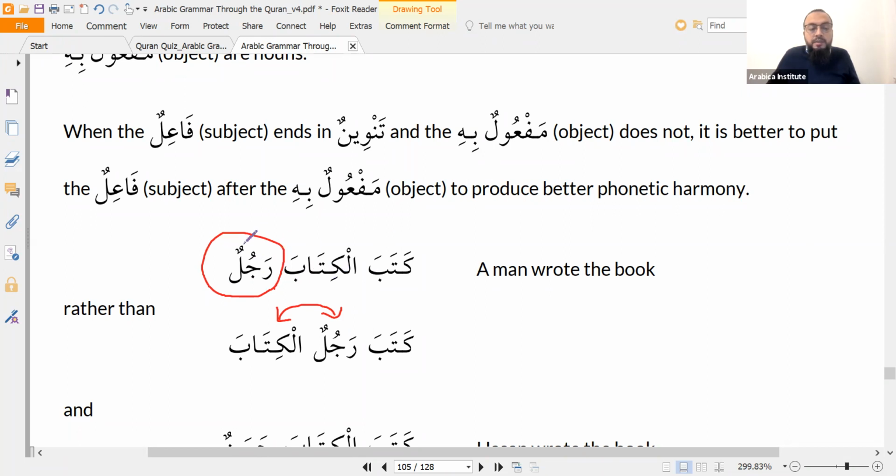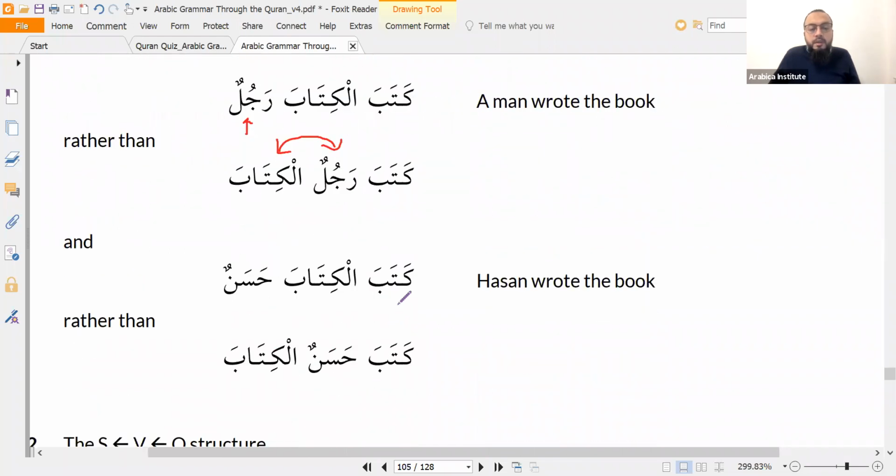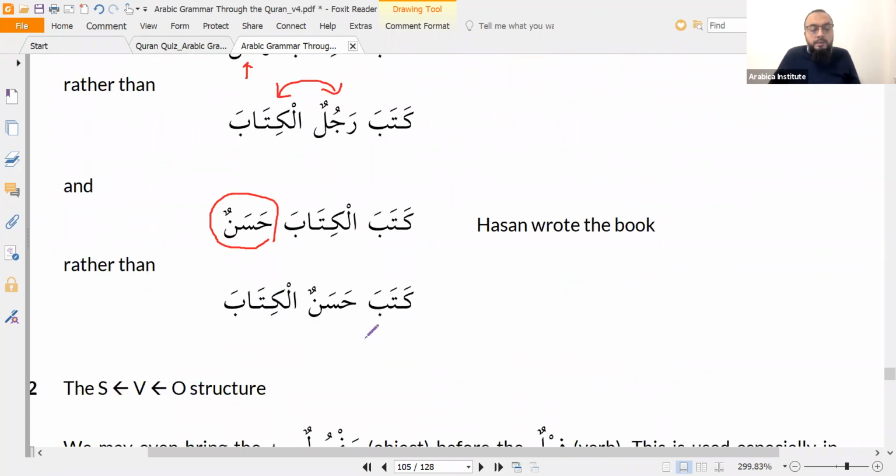You can still put a definite fa'il here if you want to emphasize the object, because the word you put earlier will obviously have more emphasis in your sentence. So if you want to emphasize your object, you say كتب الكتاب, and then you can have الرجل here, and you do that for rhetorical effect. But when it's indefinite, it's just stylistically more elegant to have the rajulun at the end. For example, this also happens when the word is definite, but it's got a tanween, like a proper noun. So you say كتب الكتاب حسن rather than كتب حسن الكتاب.